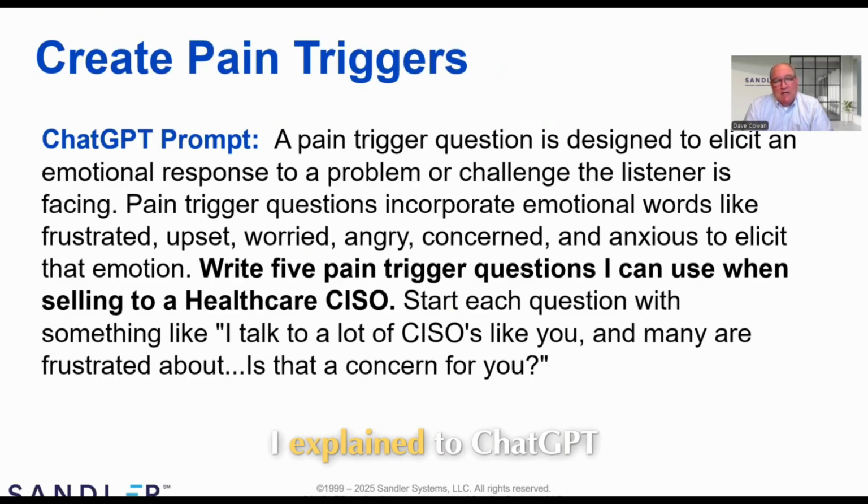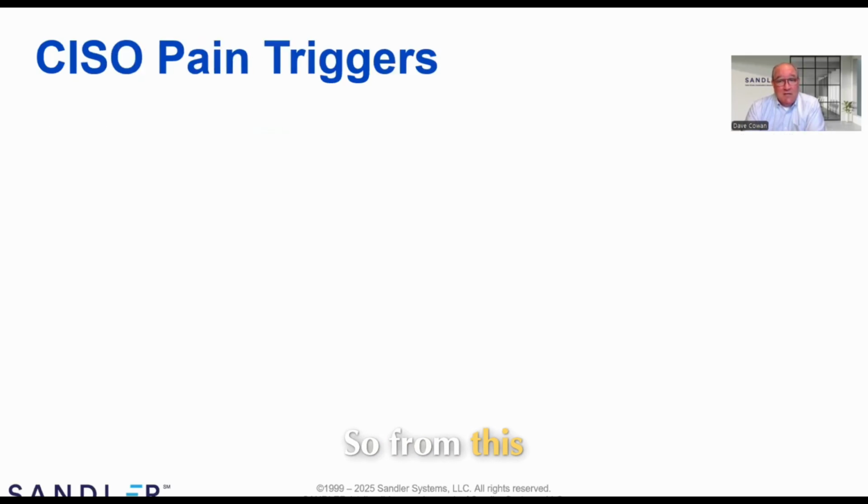At the beginning, I explained to ChatGPT what a pain trigger question is, because there's a certain format that we need it written in. And then I say, write 5 pain trigger questions I can use when selling to a healthcare CISO, right? We have that ChatGPT history up above. And then I say specifically, start each question with something like, I talk to a lot of CISOs like you, and many are frustrated about... Is that a concern for you? And again, you don't need to fill in the dots, ChatGPT knows what you're talking about. So from this, ChatGPT generated 5 pain trigger questions for me.